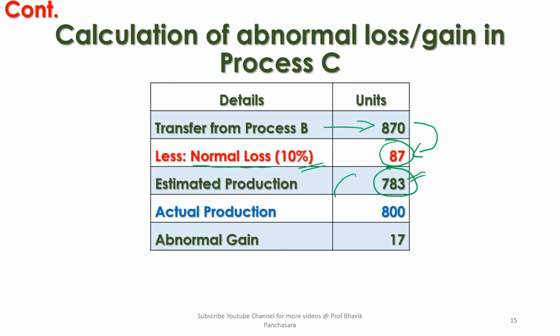Now we will compare this with the actual output. Actual output or actual production is 800 units. Here we can say that actual production is higher than estimated production. So the difference, that is 17 units, is abnormal gain.